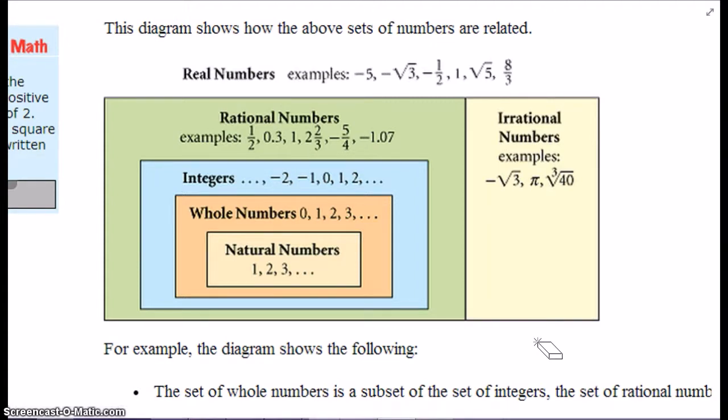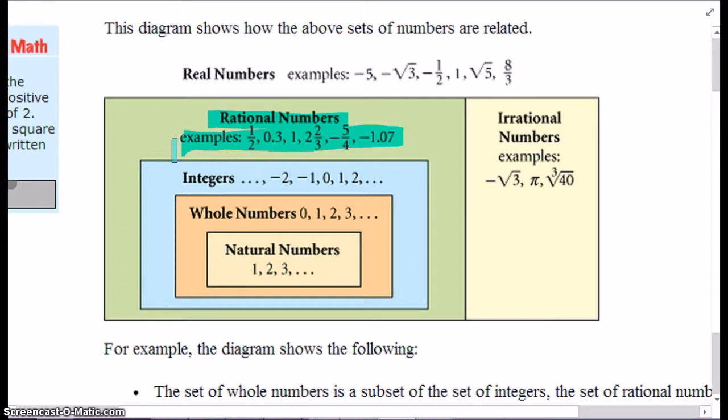Rational numbers, looking at the top, follow along with the blue pen, our examples are right there. Fractions, a decimal, positive or negative. Integers are positive and negative whole numbers. Whole numbers are all positive natural numbers and 0, and then natural numbers. Again, that's your diagram of how real numbers are broken down.